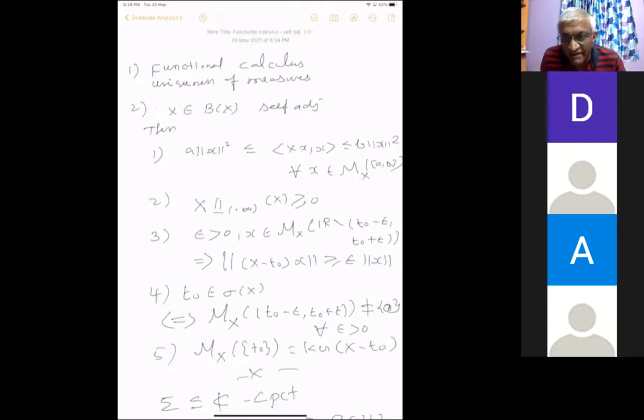Is this fine? If you have any problem, you tell me. These are all easy things, but you have to get familiar. If you are already familiar, then it will all be okay. Otherwise, you have to get used to this notation and other things. I'm not sure whether you are okay with this. Okay. The third one.